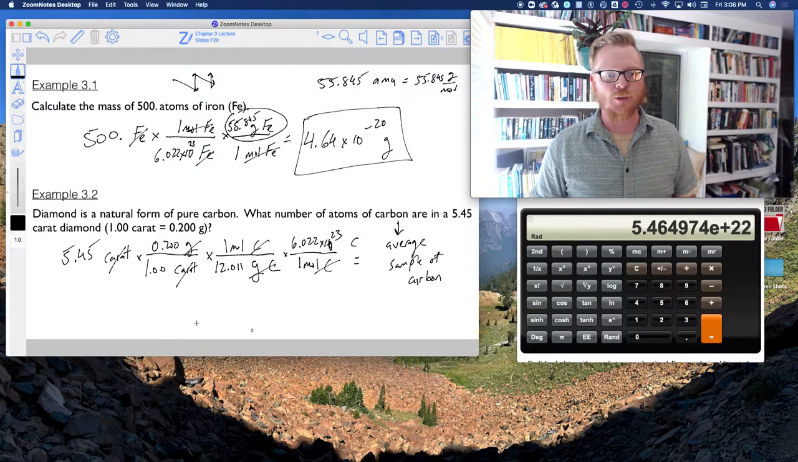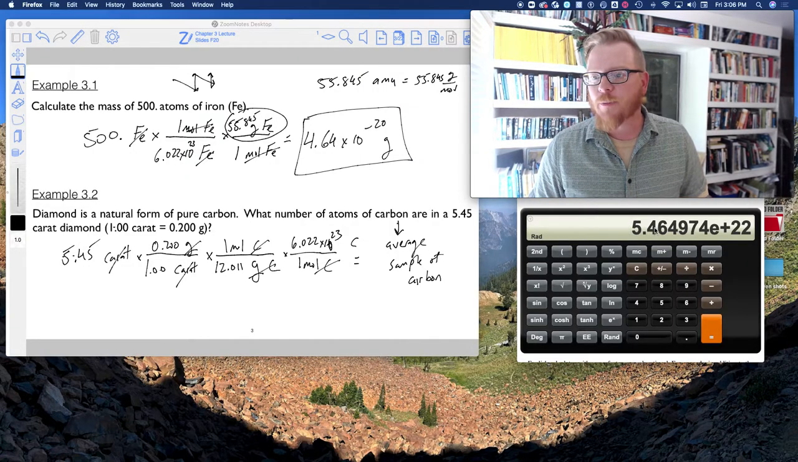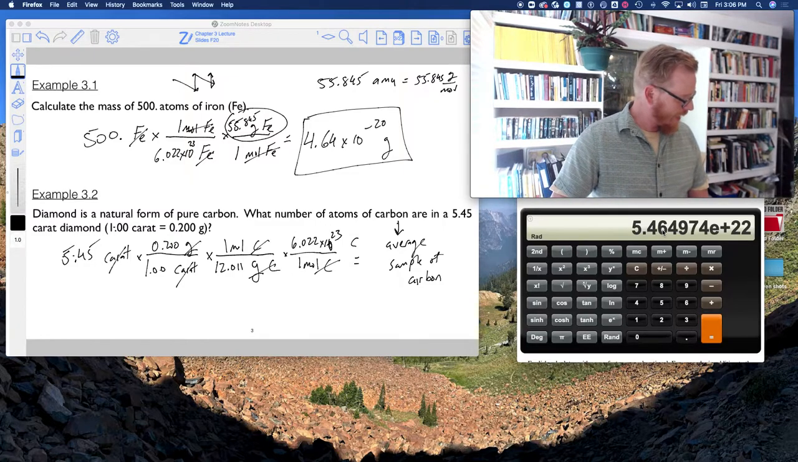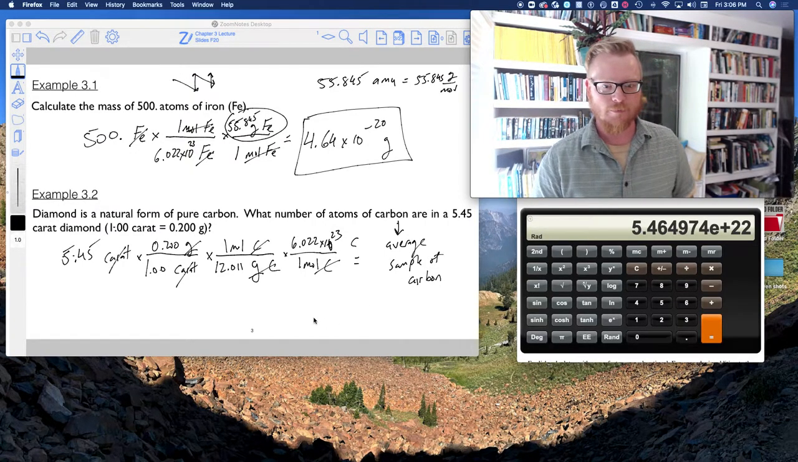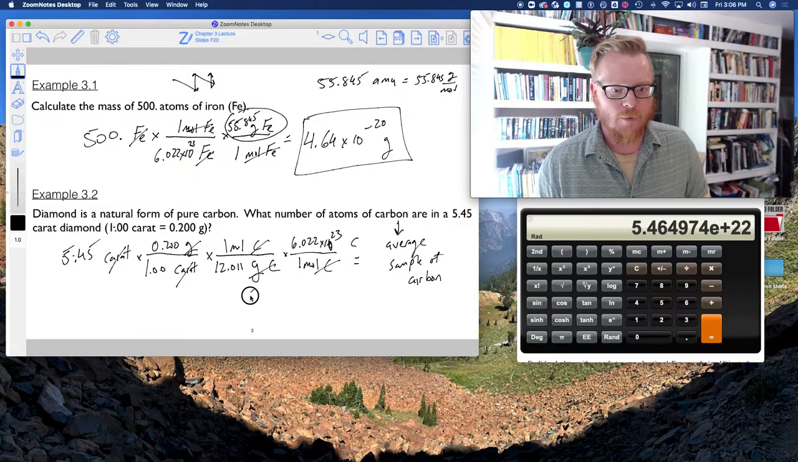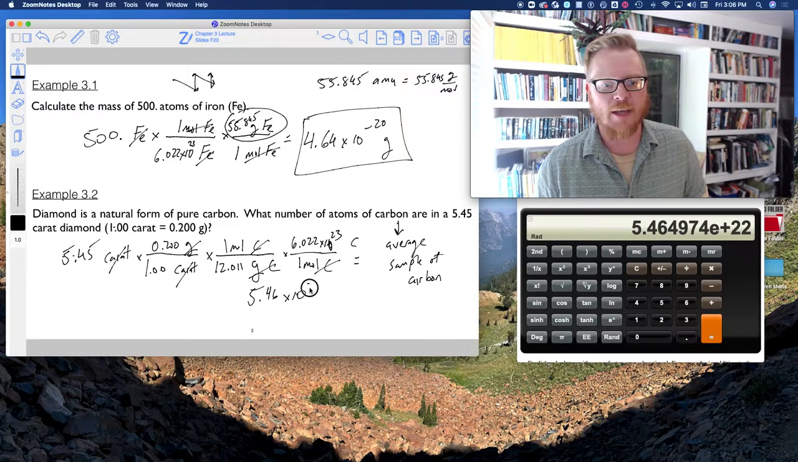And then now, because this is all multiplication and division, I have one final answer that I can apply the sig fig rules to. Let's see, 1, 2, 3 sig figs. That definition of carat has 1, 2, 3, 1, 2, 3. So 3 sig figs is what we've got. 5.46. And ooh, it's so close, but I'm going to keep it as 4.6, because this 4.9 is just not quite enough. 5.46 times 10 to the 22 carbon atoms.